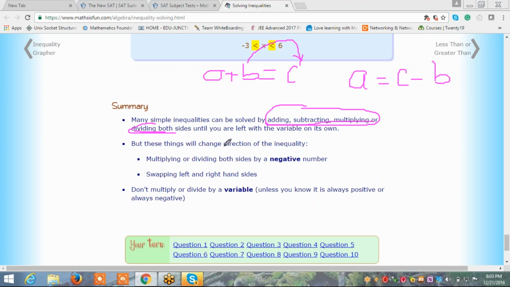Is this part understood? Yes. So when you multiply or divide both sides by a negative number, you change the direction of the inequality. Greater than symbol becomes less than symbol when you multiply or divide by a negative number.